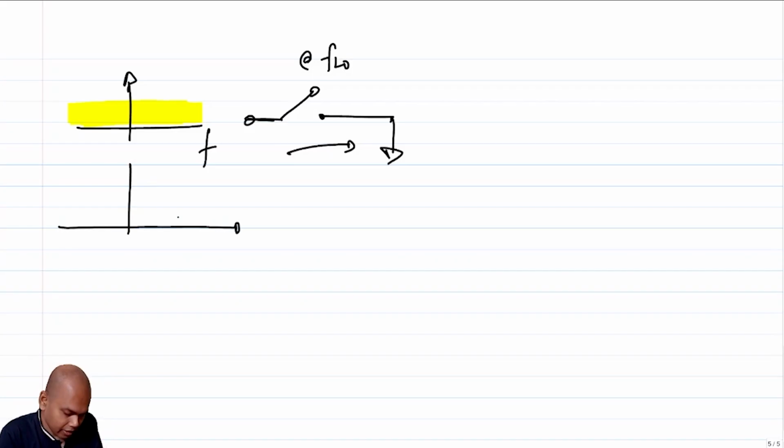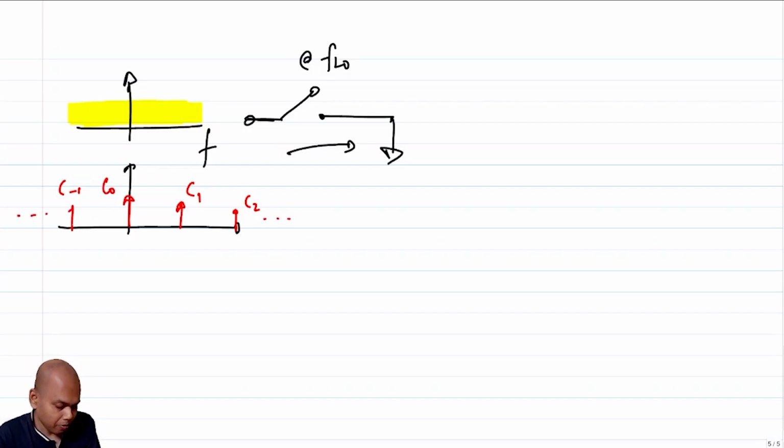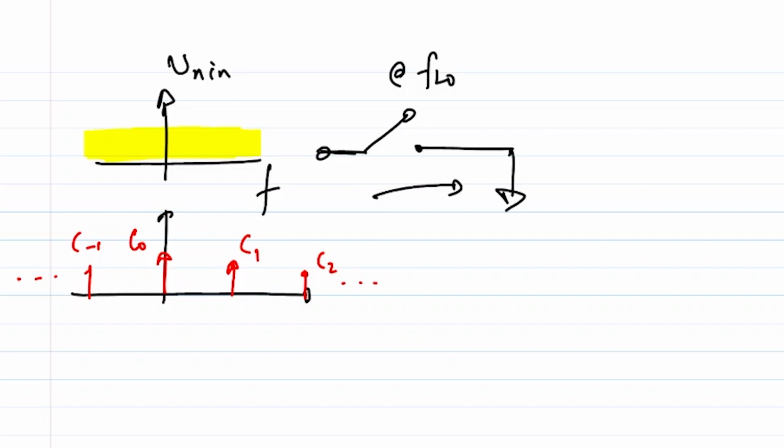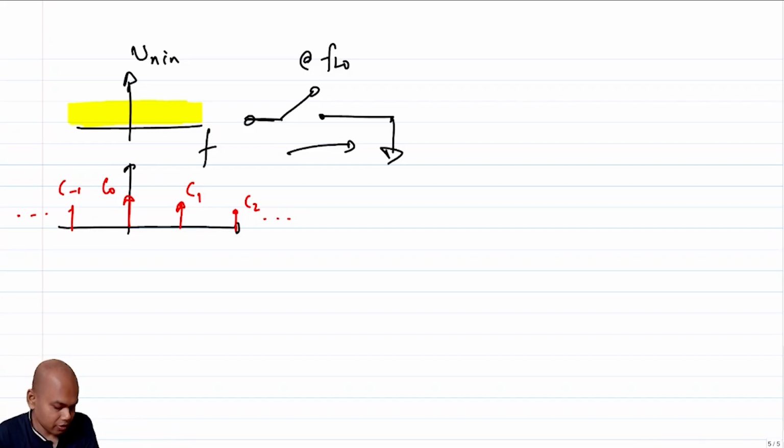We understand the fact that the spectrum of the clock is something like this. You have a DC, which has a strength of C naught. Then you have FLO, which is C1. Then you have C2, and so on. Here you have C negative 1, and so on, right? And you are multiplying. This is Vn in, right? You are multiplying whatever comes in the input of the mixer port to the clock, right? So which essentially means that the spectrum gets convolved, right? The signals get convolved in the frequency domain.